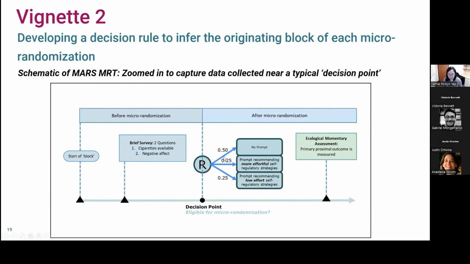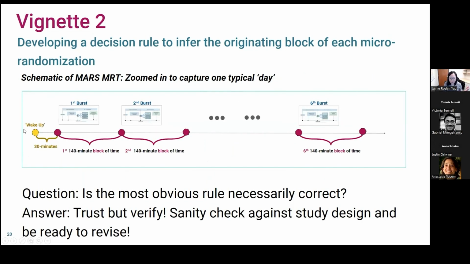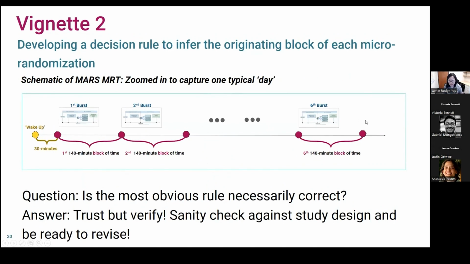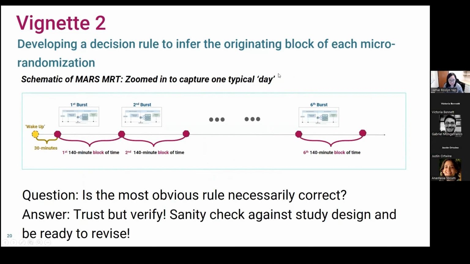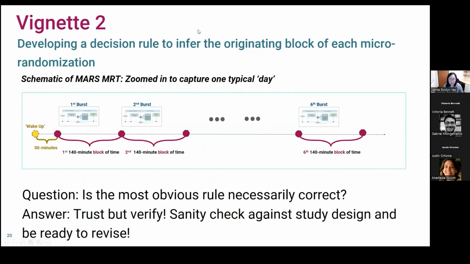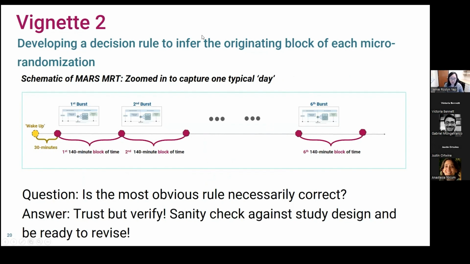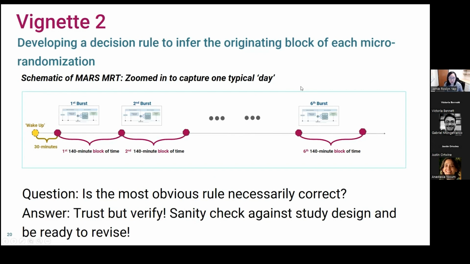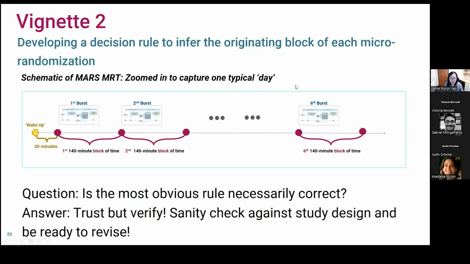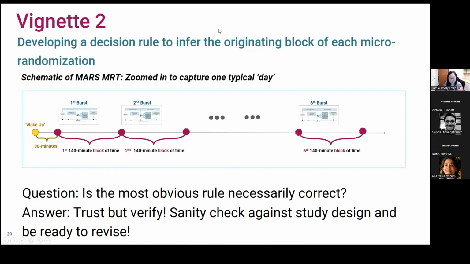Okay, so the issue was that for the analysis, I had wanted to match each microrandomization to the appropriate block in which it happened. Okay, so remember, in any given day, the study was designed to have six blocks. And imagine in the data that you don't have the actual block number corresponding to the microrandomization, but what you have is the timestamp at which the microrandomization happened.